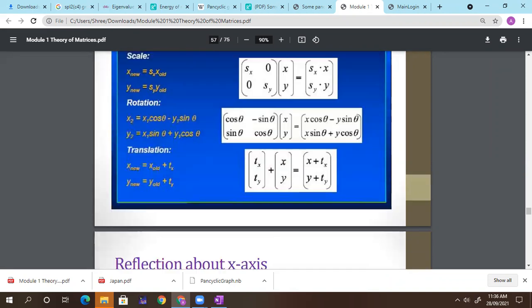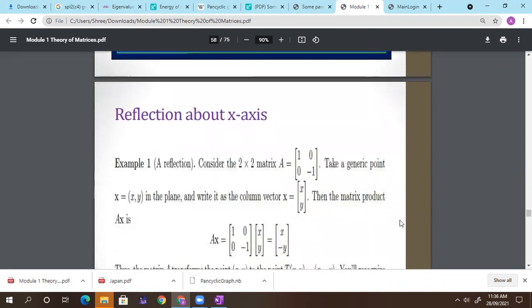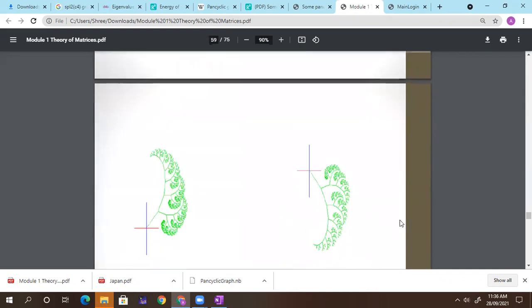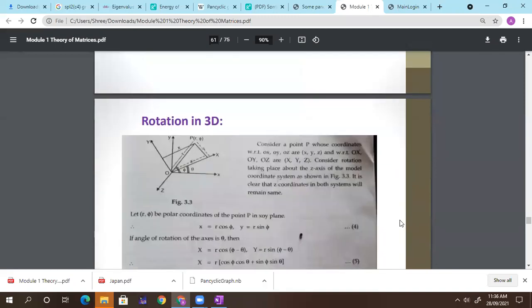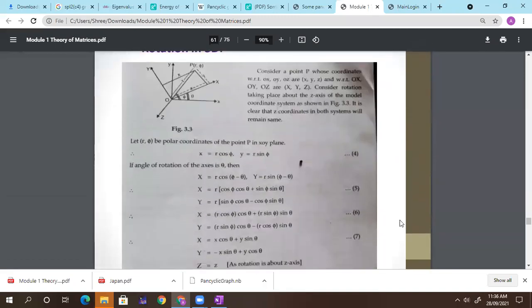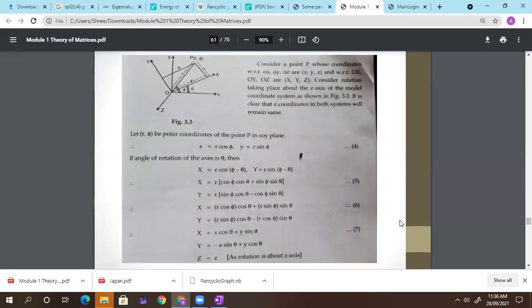And for rotation, I have given it here. Oh, this is the reflection; I will explain that in 1 minute. Reflection about... So rotation in 3D. I have given all the theoretical part here. You need to work on that part. This is a homework study. I'm not going to explain it now. Everything is given here. You need to understand.